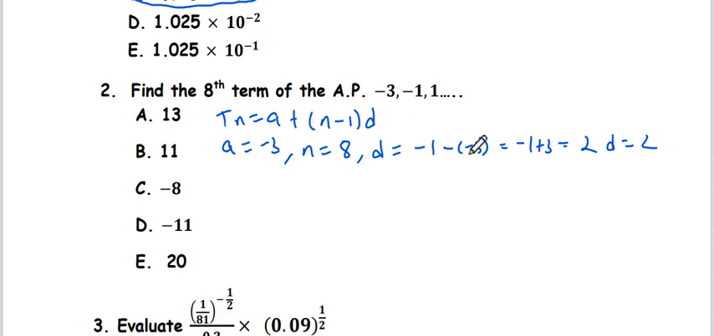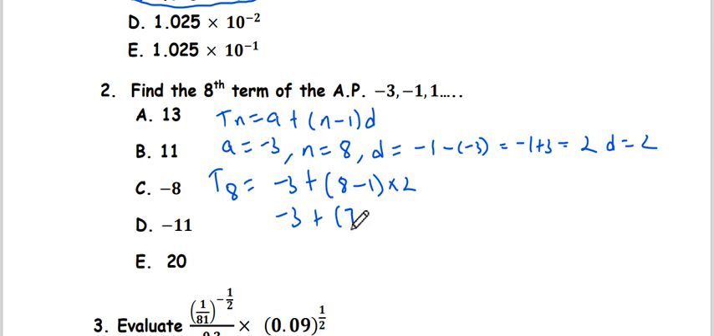So substituting this into this expression, we have the 8th term is equal to minus 3 plus 8 minus 1 times 2. That's minus 3 plus 7 times 2. That's minus 3 plus 14. So our 8th term is equal to minus 3 plus 14, which is 11. So option B is our answer here.